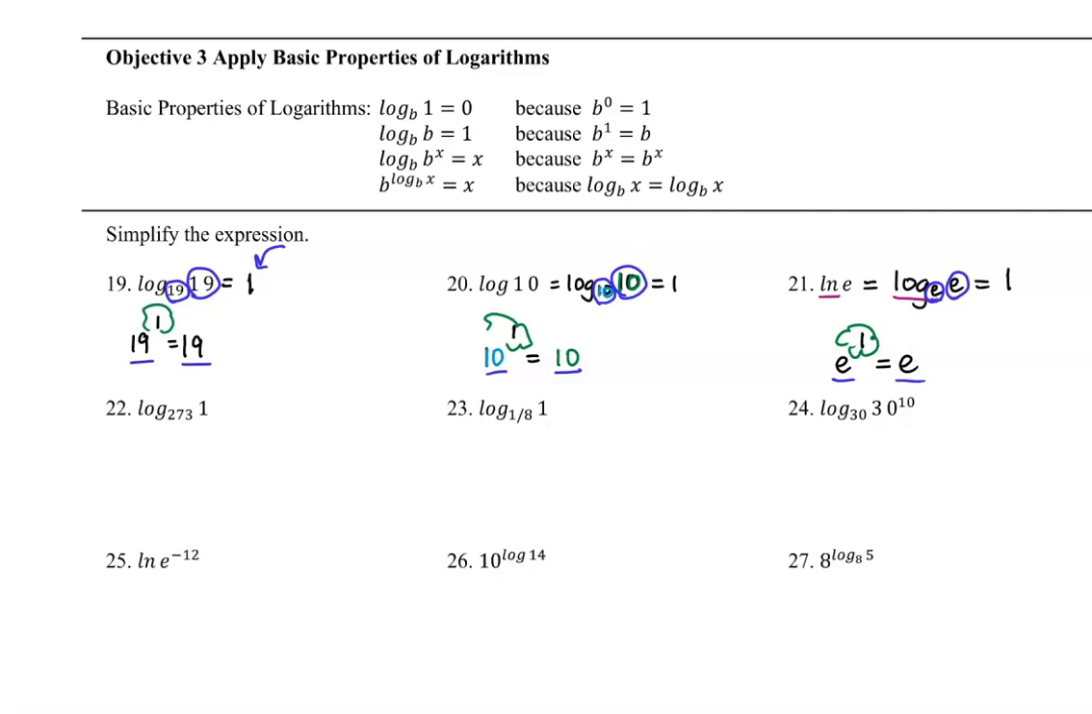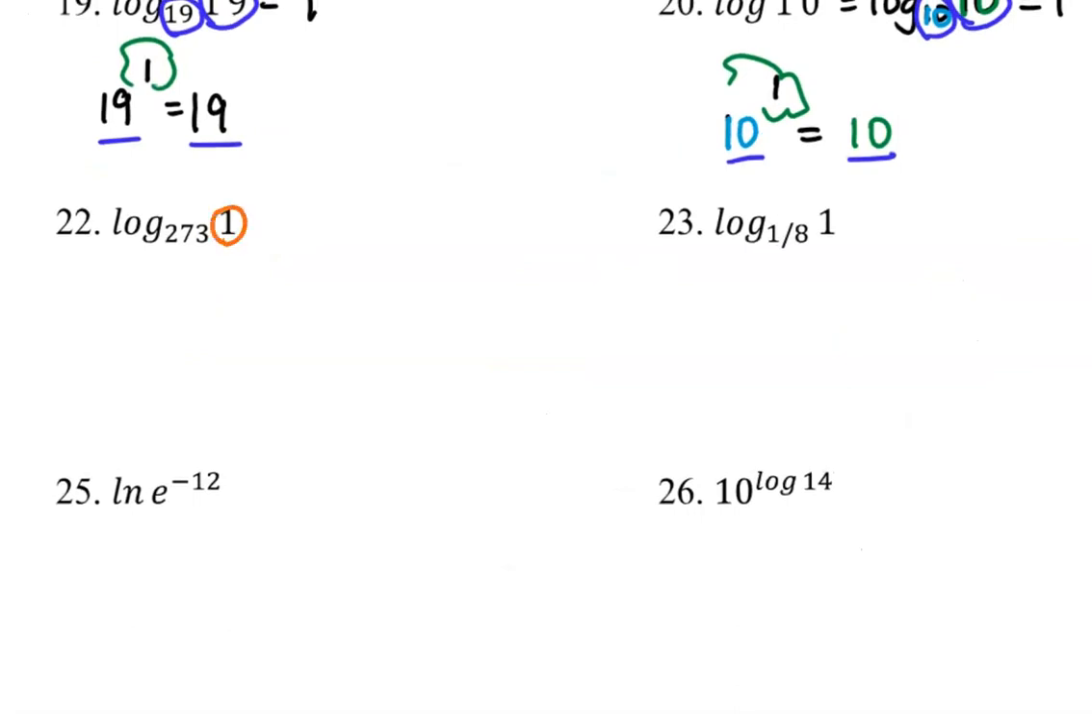Now we're going to look at examples 22 and 23. Notice that in both examples 22 and 23, we simply have a 1 on the inside of the logarithm. So in both of those examples, we are looking for the exponent that goes on the base. In example 22, the base is 273, and we want this to come out to be 1. So what exponent do we put on 273 in order to get 1? Well, that exponent is 0. Because anything with an exponent of 0 on it is equal to 1. And once we have found the exponent, then we have found the answer for the logarithm, because the logarithm is simply an exponent.